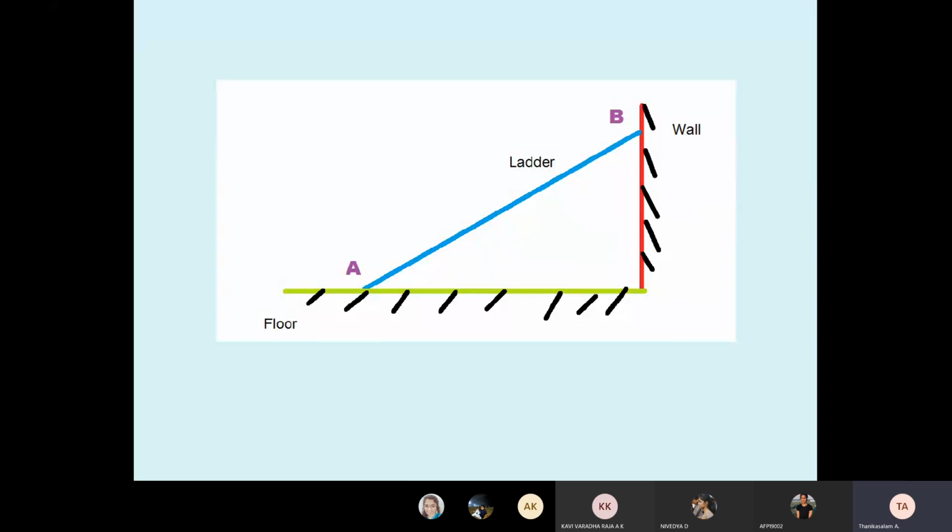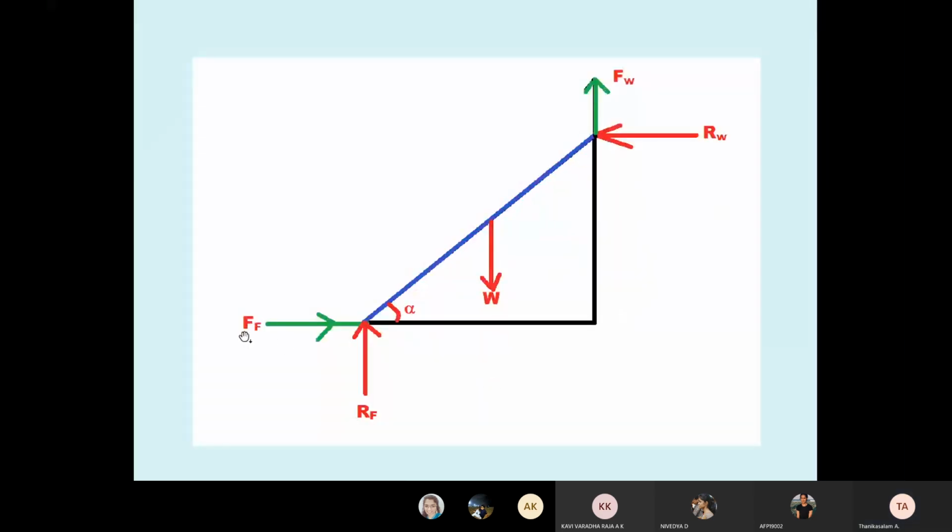Friction always acts opposite to the motion. Students, friction always acts opposite to the motion. Suppose you are climbing from the bottom to the middle. Which direction is friction acting at the bottom? In the opposite direction. Ff is the friction at the floor. The ladder is in contact, so there is a reaction, Rf. Here F means floor and R means reaction at the floor. Why is friction opposite? Because the ladder may go to the left side. Therefore, friction is on the right side.